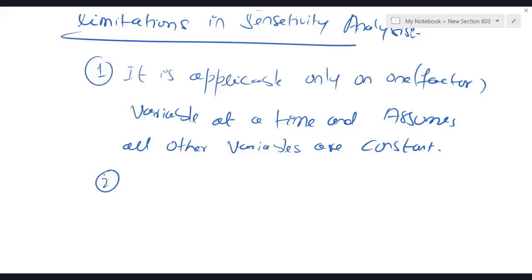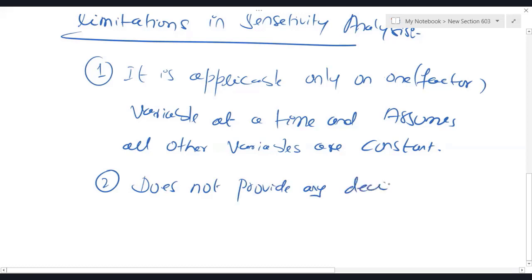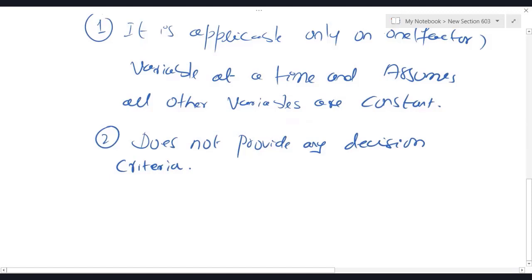But after applying sensitivity analysis and after knowing the results of the sensitivity analysis, should we make investment or not? Sensitivity does not tell you anything. It is up to the company, either they want to invest or not. So simply it does not provide any decision criteria. So it is actually not providing us any decision criteria.